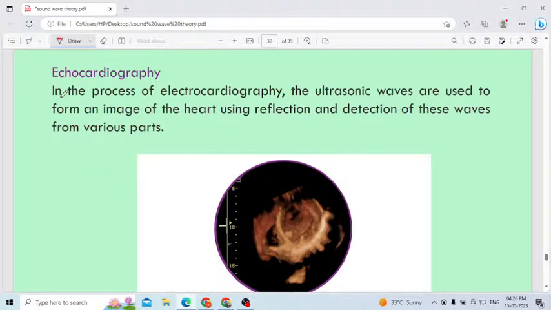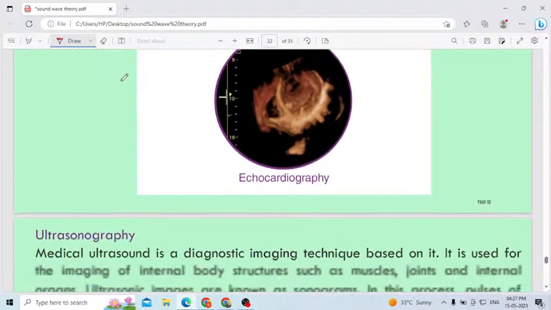Echocardiography. In the process of echocardiography, ultrasonic waves are produced to form an image of the heart using reflection detection of these waves from various parts. This one is based on the heart. To do heart surgery, they will do echocardiography. They will send ultrasound, and if any blockage is there in the heart, or any organ has failed to function, you can detect everything using echocardiography.